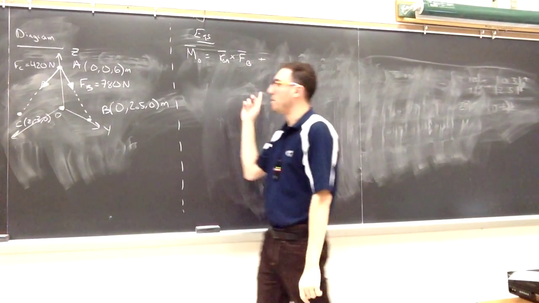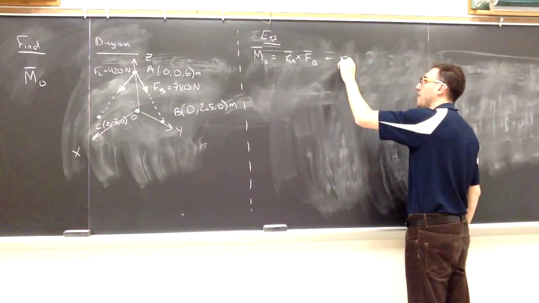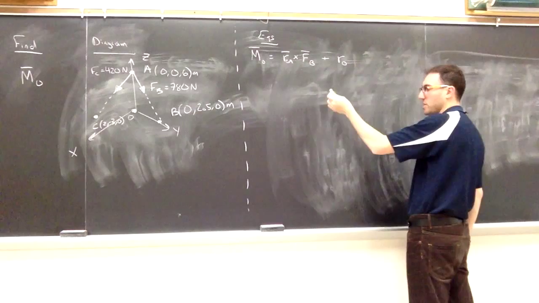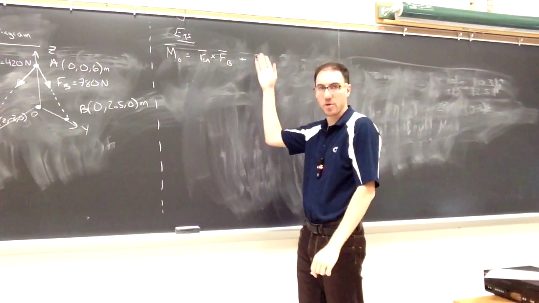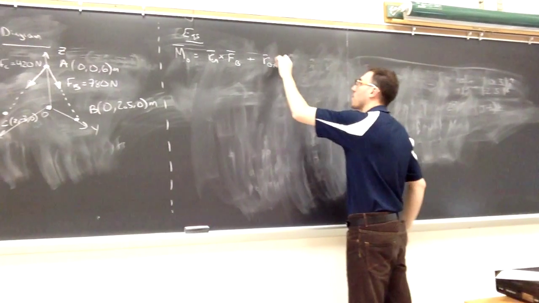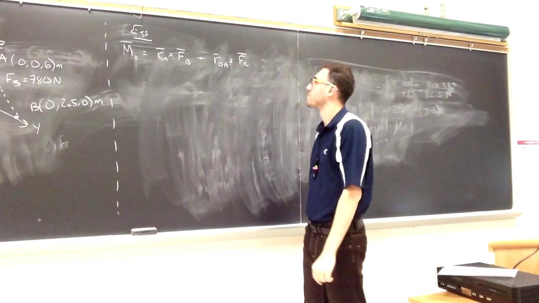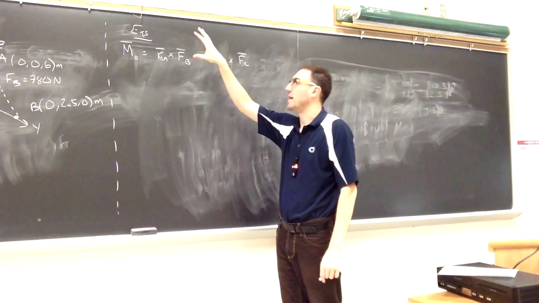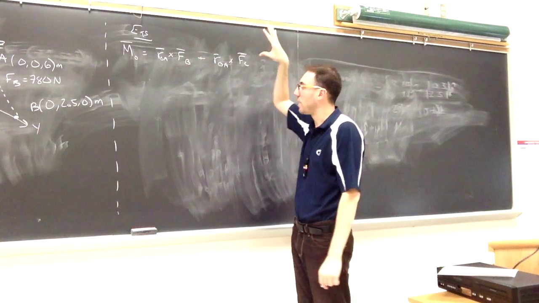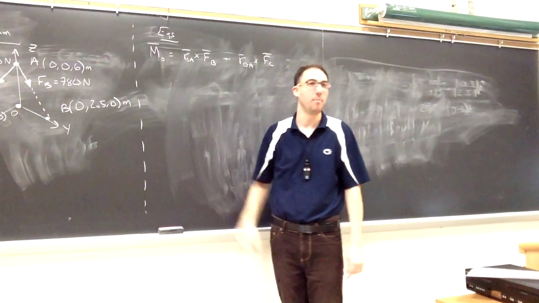We'll also have a moment caused by FC. So we do the same thing. We do the position vector that goes from O to where force C is applied, which in this example is also at A, or also ROA. And we cross it with FC. Right, so both of these forces are accounted for. So we're going to add the effect of FB plus the effect of FC to get the total moment that they cause around point O.